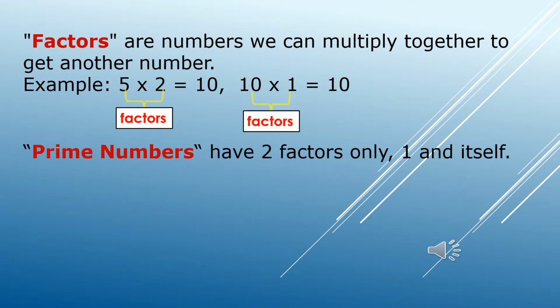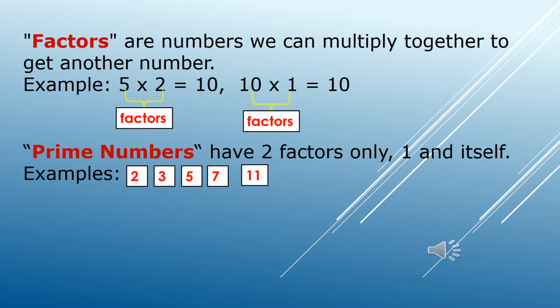The 1 and itself. What is the smallest prime number? It's 2, the only even prime number. What are the factors of 2? 1 and 2 only. So there are two factors only. What else? What are the other prime numbers? We have 3, 5, 7, 11, 13, and many more.